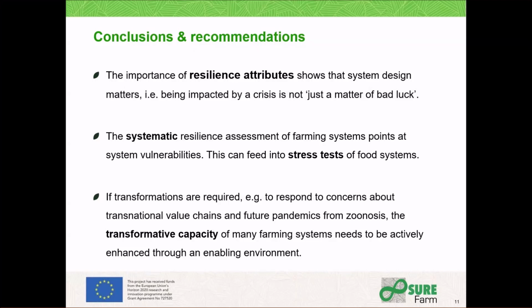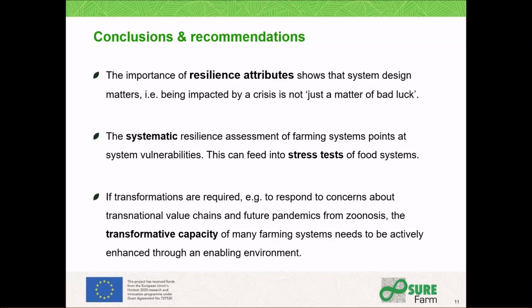The first one, think about measuring and monitoring these resilience attributes. The most difficult one, but also a very relevant one. We did this structured analysis, including how it all worked out in the first wave of the lockdowns. And it comes out that these resilience attributes and therefore the system design really matters. So the conclusion there is that being impacted by a crisis is not just a matter of bad luck. There is design there. And that is what we need to monitor if we talk about resilience.